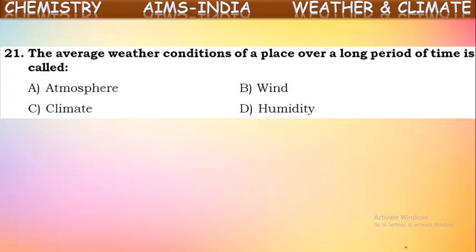The average weather conditions of a place over a long period of time is called. Yes, what did you say about this? They are called climate of that place. If the weather conditions are taken for a long time, around 25 years, the average of all these conditions is called climate of that place.